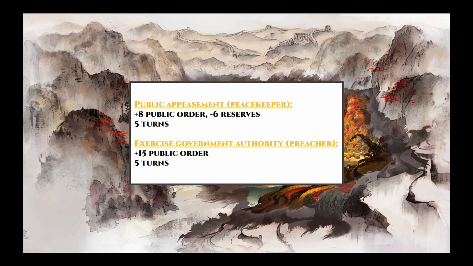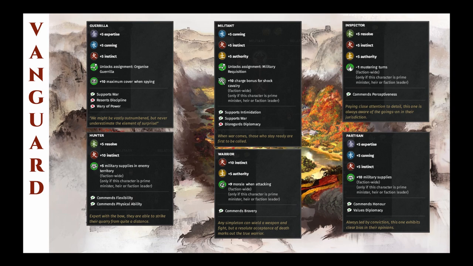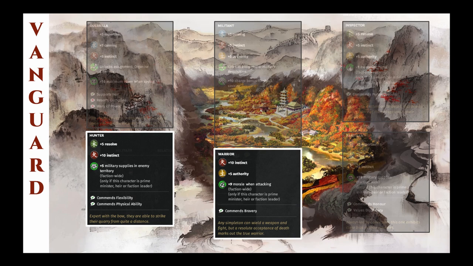Next up, we have the 6 backgrounds from the Vanguard class. They are Guerrilla, Militant, Inspector, Hunter, Warrior, and Partisan. Once again, we'll start by highlighting the 2 backgrounds with 10 points of instinct. They are the Hunter and the Warrior. Of these two, the Hunter is better suited for the battlefield, as the secondary stat is Resolve, which is more battle relevant than Authority points from the Warrior.